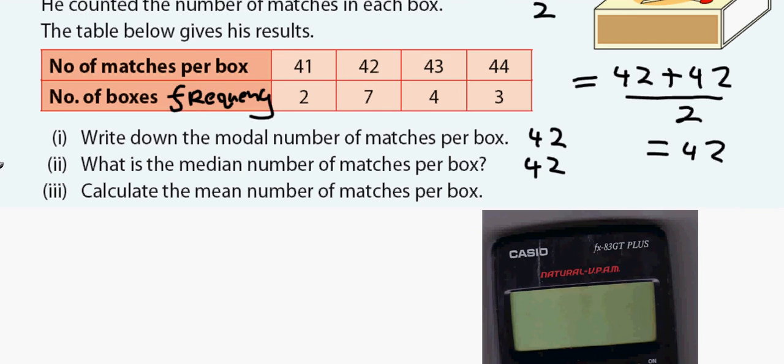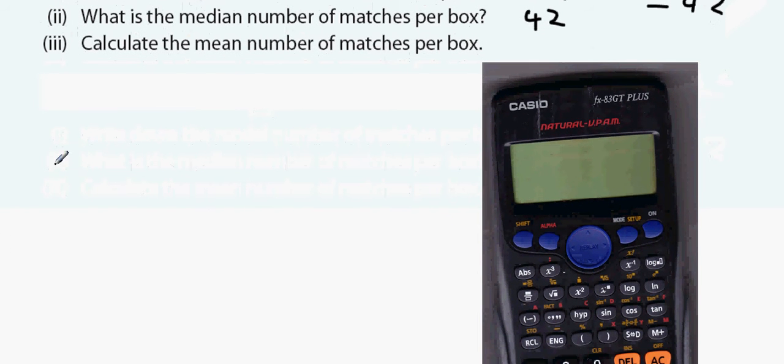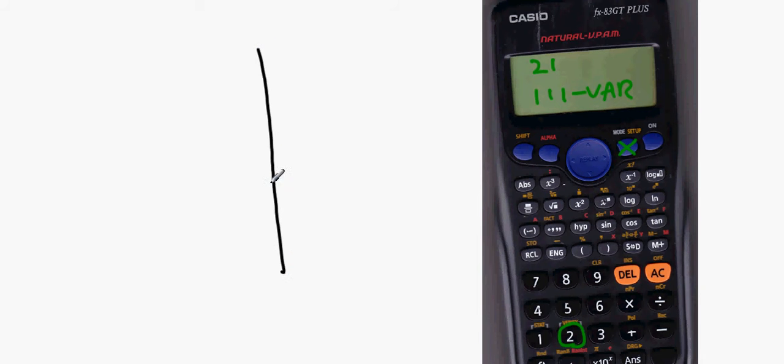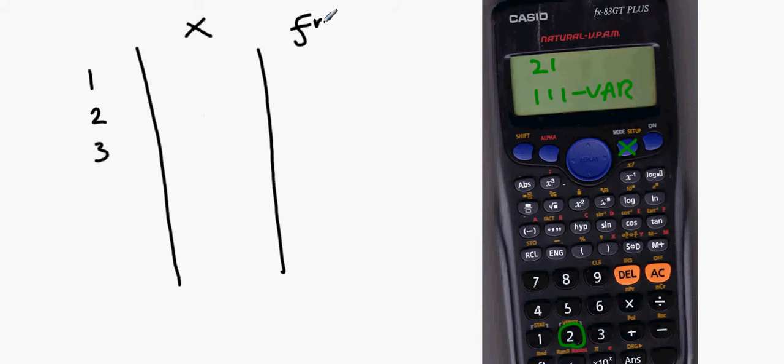So what we're going to do here is go back into our stat mode. We're going to press mode, and we're going to go to mode number 2, because number 2 is stat mode. We're going for 1 variable. Number 1 is 1 variable, because we only have 1 variable, which is the number of matches in the box. Then we're going to have our usual 1, 2, 3, a load of numbers. We're going to have x, which is the number of matches, and frequency is how many boxes had that many matches in them.